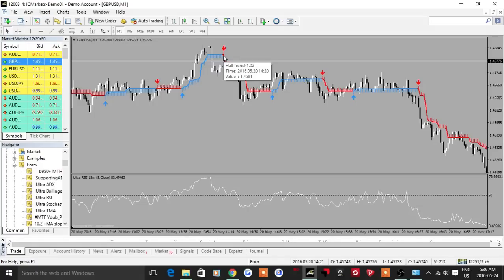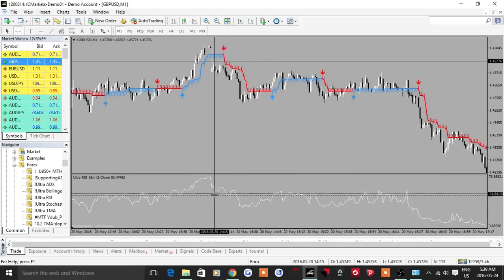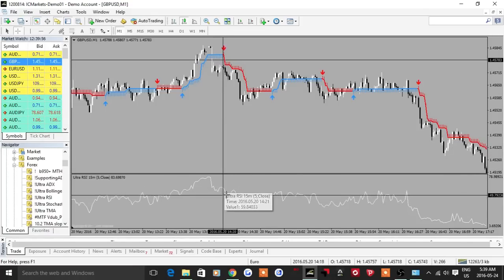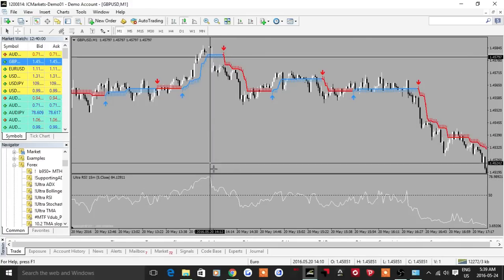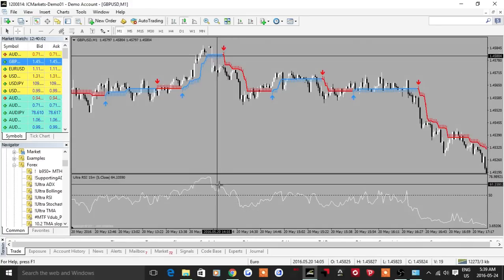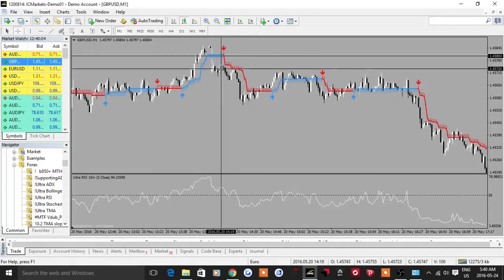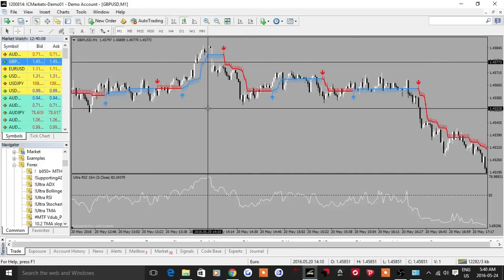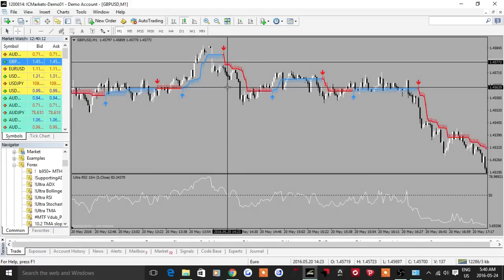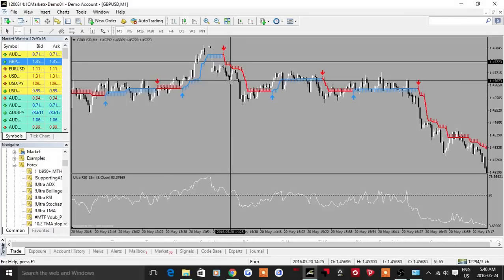First, I want a signal from HalfTrend. Second, I want to see if RSI is below 50 or is trying to go. If it is trying to go, and I can see it's going down, I am interested in the signal. I will watch out.